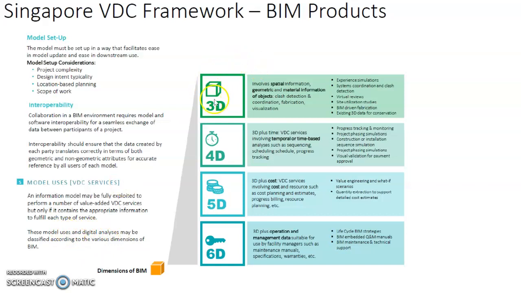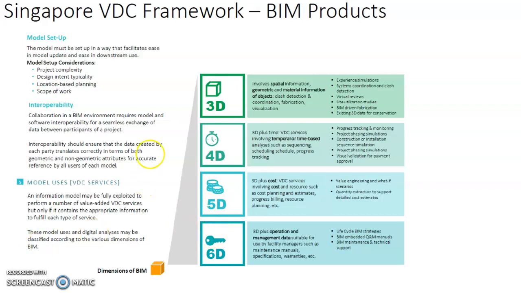You can have a very basic 3D BIM model, which includes the geometric information. Then you can include the schedule, and it becomes a 4D model. You can include the costing, and it becomes 5D. Include the operation and maintenance data, and then it becomes 6D.